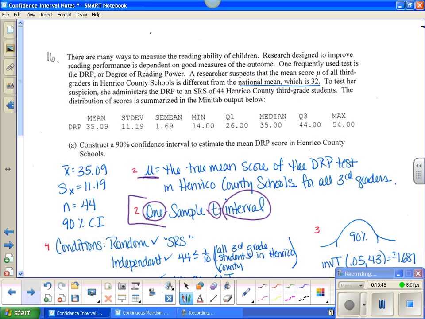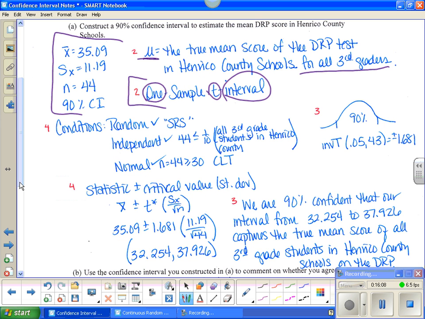Mu, parameter, the true mean score of the DRP test in Henrico County Schools for all third graders. I think this was something that a lot of people left off. Is that right? Because we're just talking about third graders. This is me just writing out all my information. Conditions, random, yes. Independent, what are we assuming? There are at least 440 third grade students in this county.